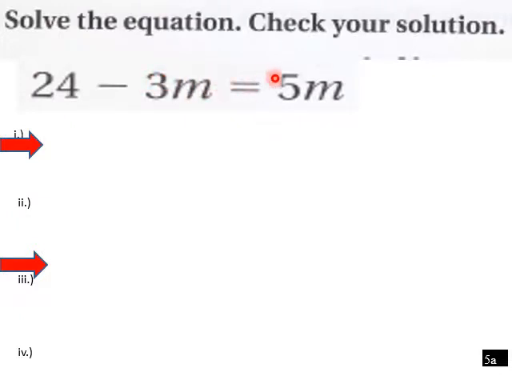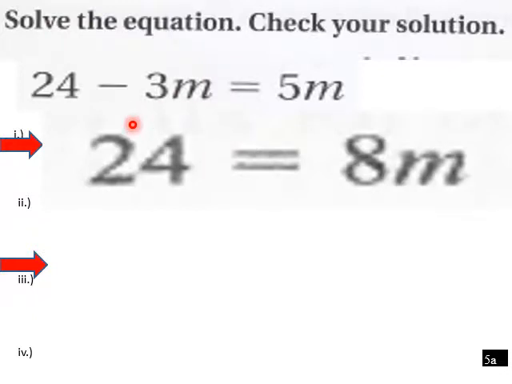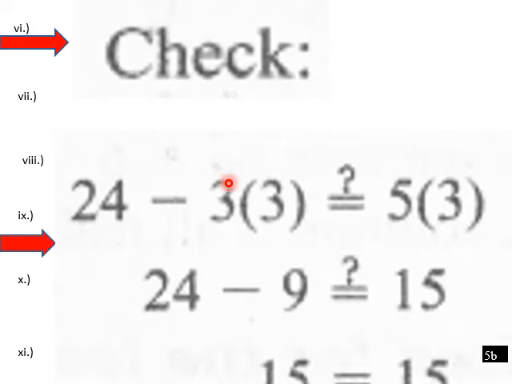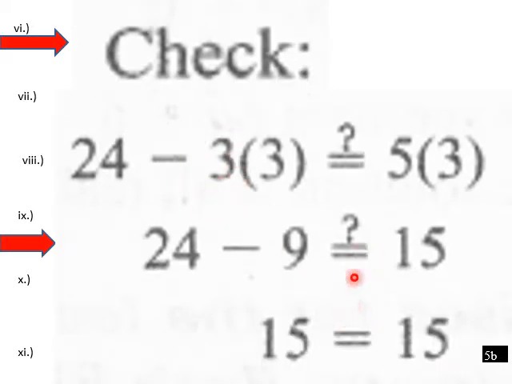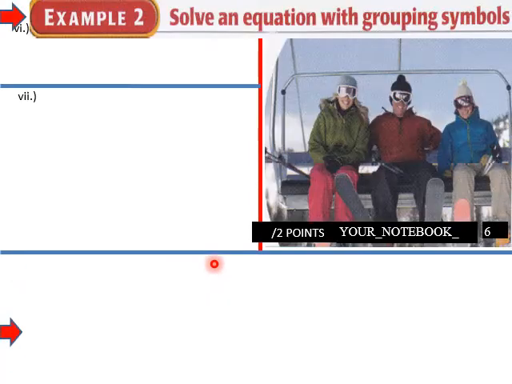Okay, we have 24 minus 3m equals 5n. So we bring this over to this side by adding 3m to both sides. We have 8m equals 24, and then m would equal 3 in that situation. And then our check here, sure enough it checks, so the method seems to work out pretty good.